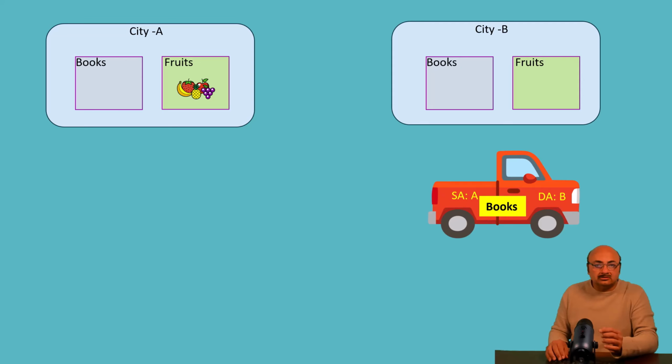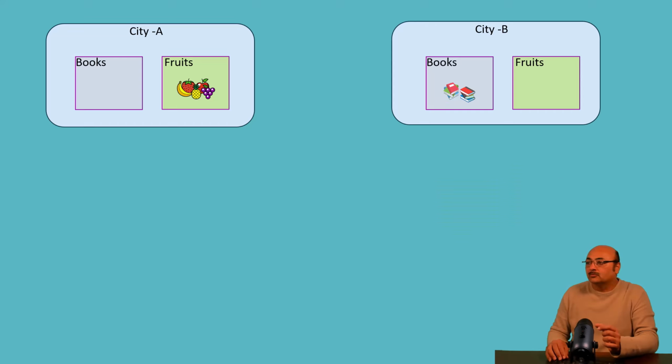When it reaches its destination, the label on the pickup truck is checked. It says books. That gives me a clue that the box the pickup truck is carrying belongs to the book section, and hence I pass the box from the pickup truck to the book section. And then finally the books are delivered to the book section.